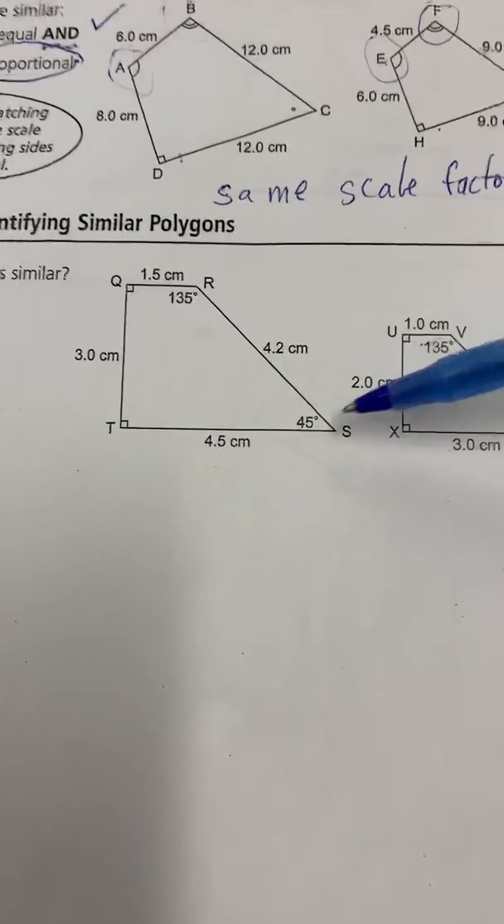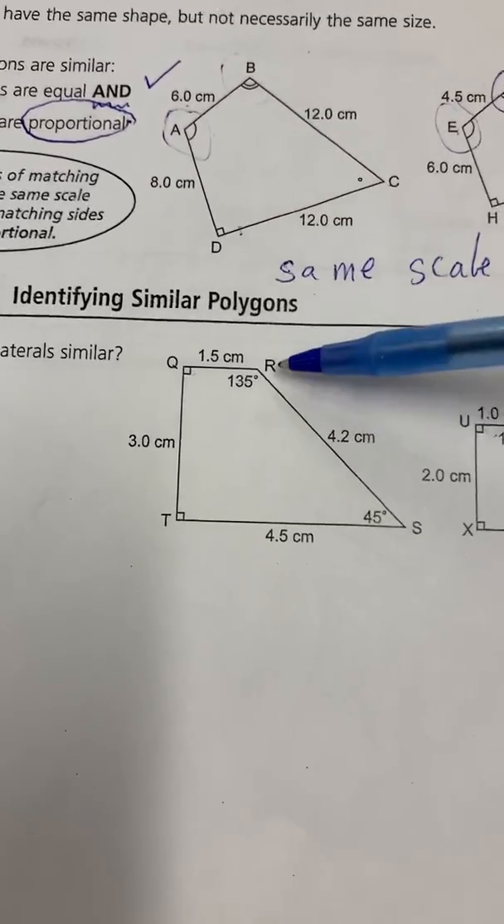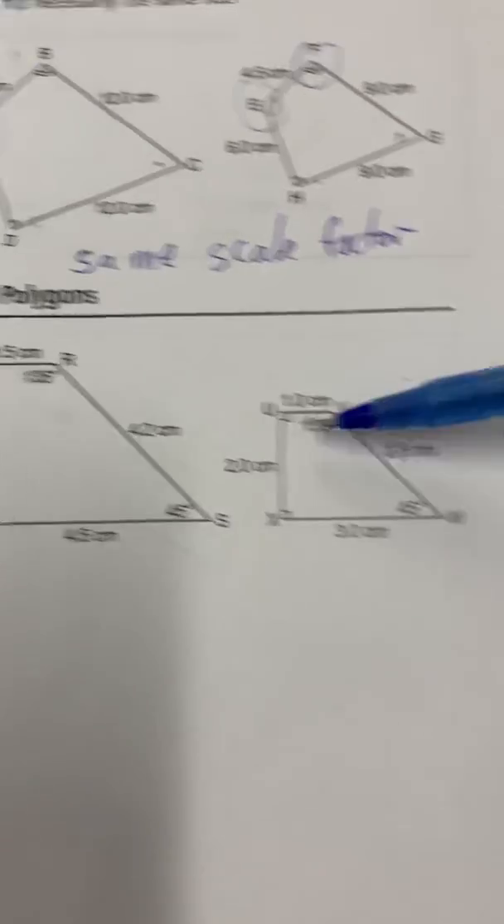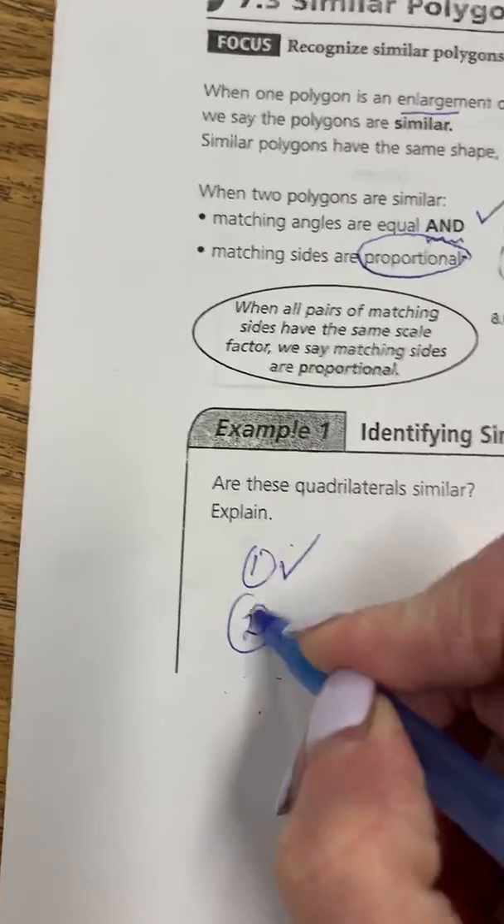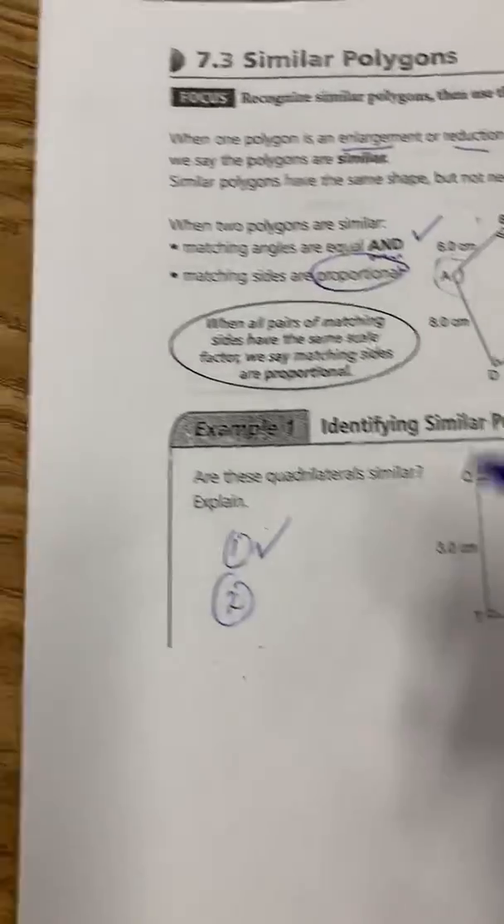This one's 45. This one's 45, and up here angle R is 135, and its corresponding side is 135. So rule number one, matching angles, check. Rule number two, and this is where your scale factor comes in.